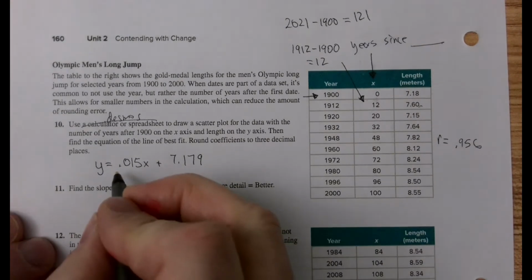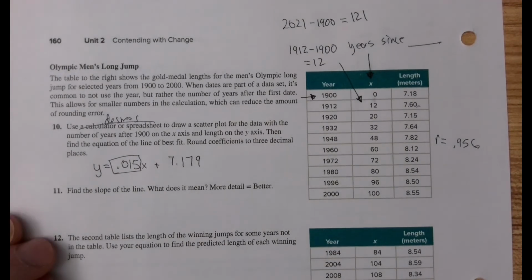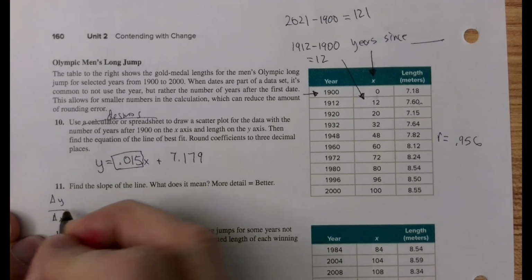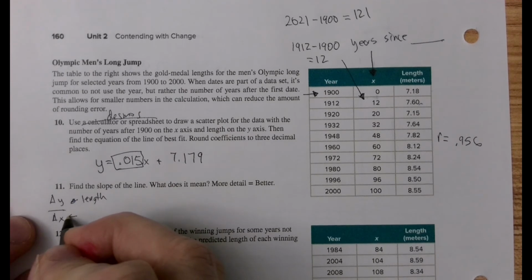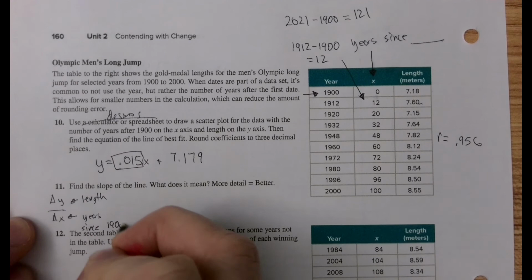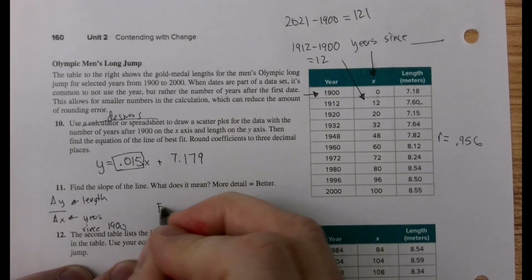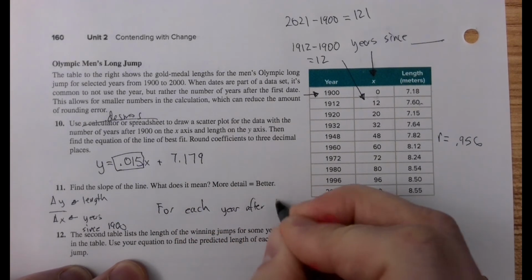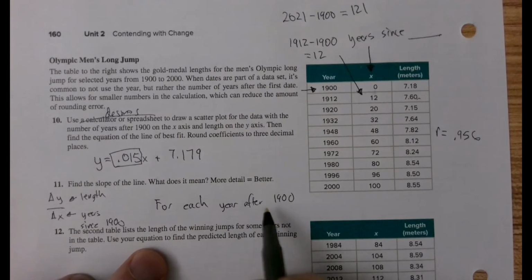All right, so the slope is this n value. And recall how we calculate slope. It's the change in y divided by the change in x. Well, y is the length of a long jump for the gold medal times, and x is years since 1900. So here's a sentence structure you can always write. For each year after 1900, so there we're talking, that accounts for the change in x, and it states that it's 1 change for each year.